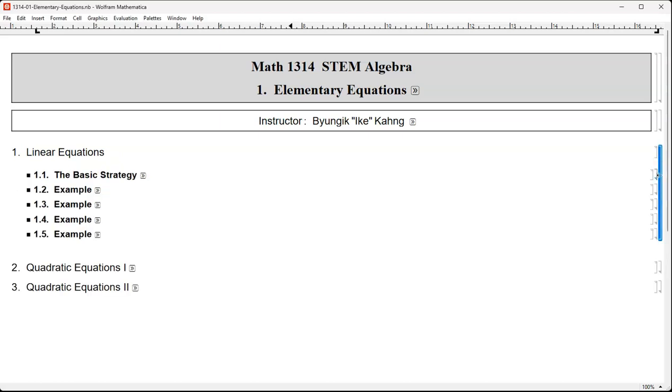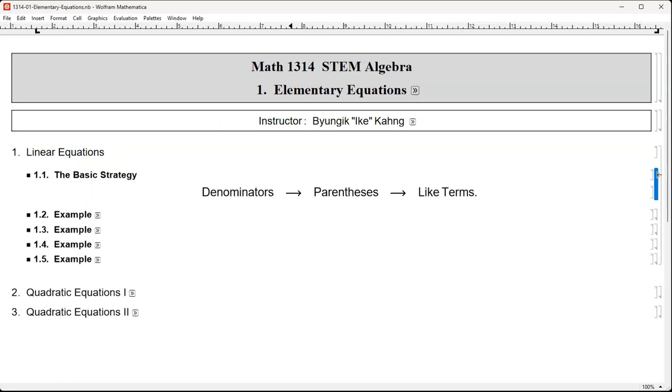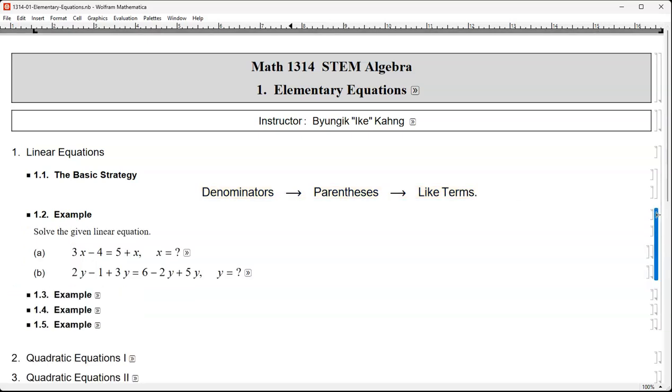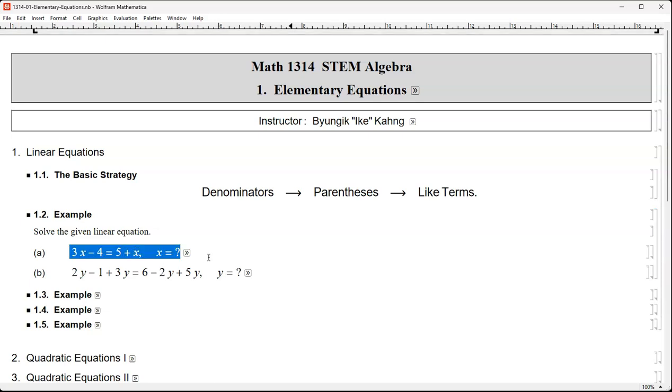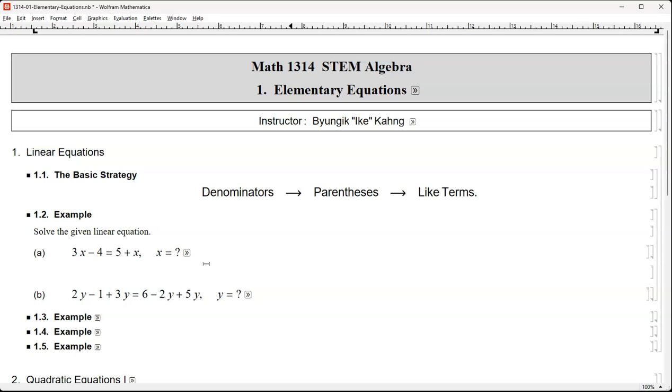Let's begin with the simplest type, the linear equations, and please remember this basic strategy: denominators, parentheses, like terms. I may have to repeat this multiple times, maybe 100 times. Okay, let's go ahead and do that. We have two problems here. Do you see any denominators? No. No parentheses. Okay, so we begin with like terms. And let's just go ahead with like terms.